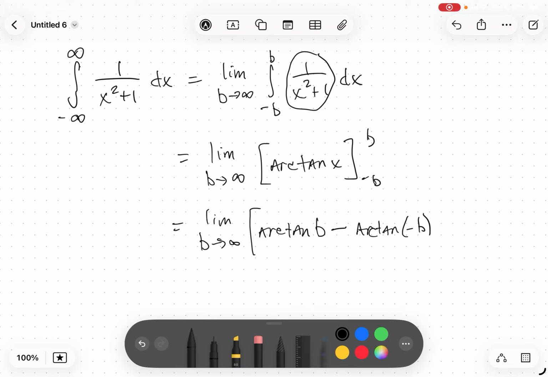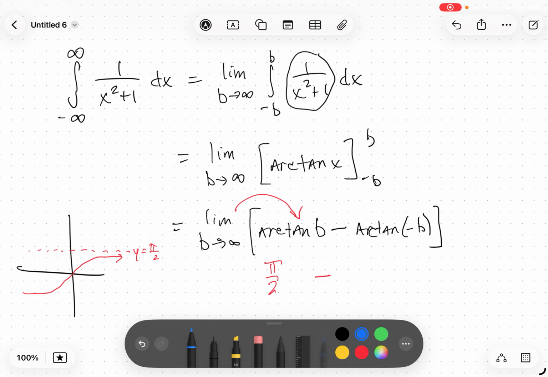Sorry, I'm trying to spell all this out. So in the arctangent function, what's going on is you have two horizontal asymptotes, right? The top one is at pi over 2. So that's what the limit of this one is, right? As x gets infinitely large, the value of the function approaches pi over 2.